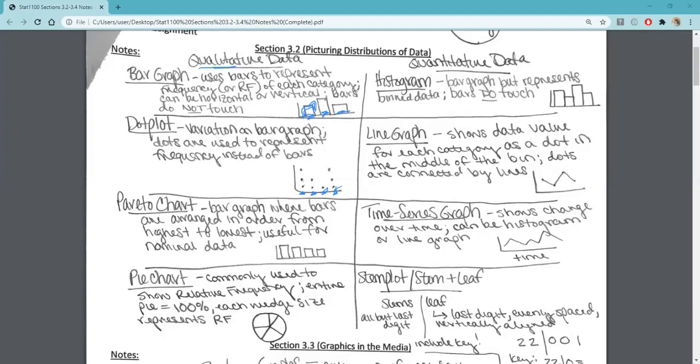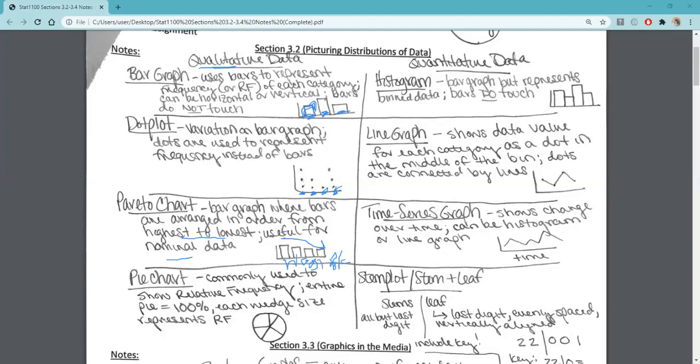A Pareto chart is a bar graph, but it's going to be a bar graph that is in decreasing order. So we're going to have our highest frequency down to our lowest. Since we're using qualitative data here, we also want to make sure that we're using nominal data. Remember, with nominal, it's just a name or a category. So if we're talking about, again, color of cars, we could say white, green, blue, black, for example.